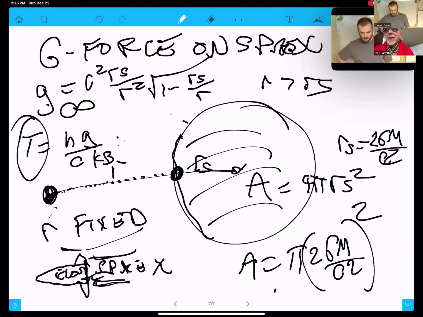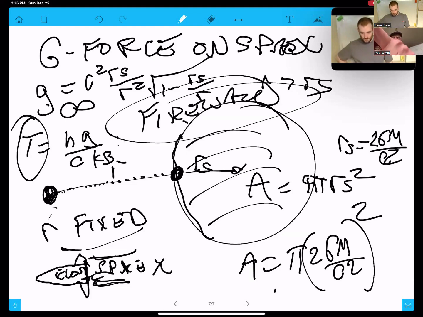This has to do with what's called a firewall. The temperature is proportional to the G force. This is the Hawking-Unruh effect. So what's going to happen as he gets close? If you're in a rocket ship and you want to hover close to the black hole, eventually you get so close you're going to burn up. You're going to be incinerated before you even get there.